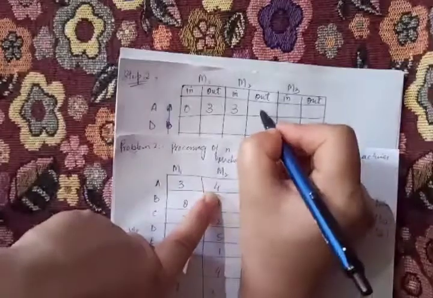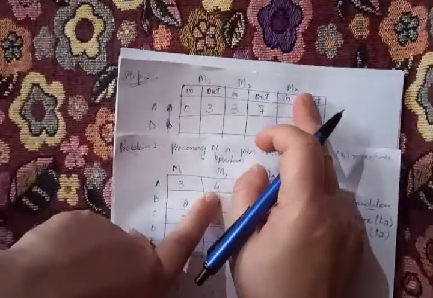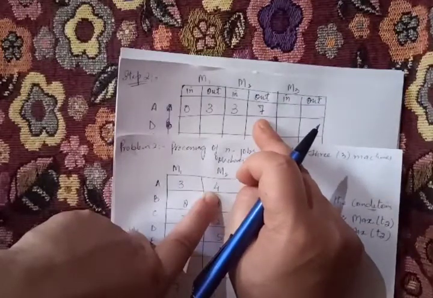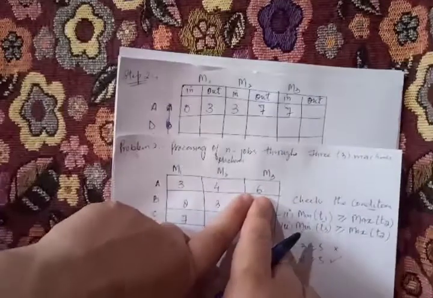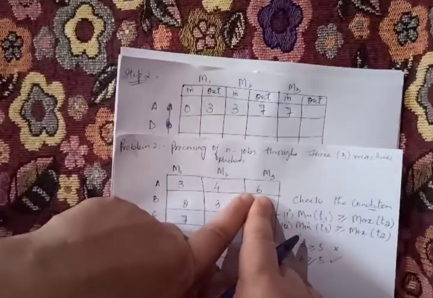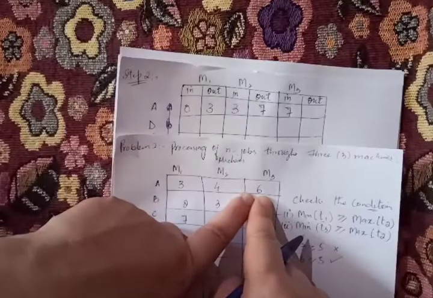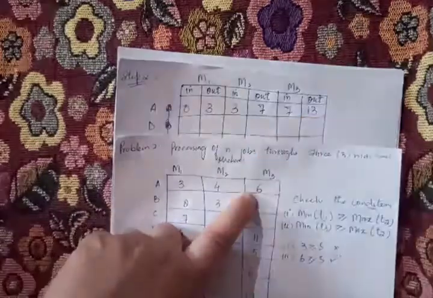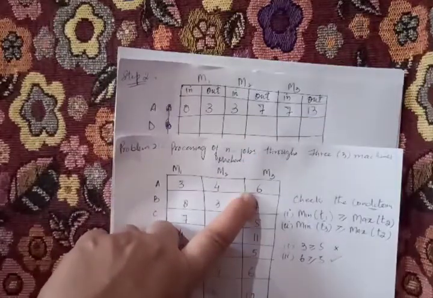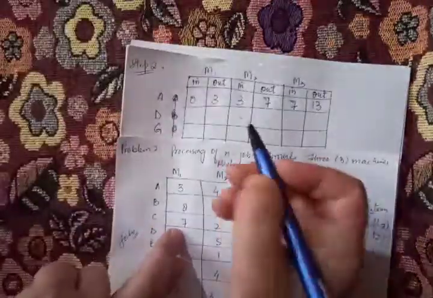That means 4 plus 3 is 7. Machine 3 has to wait for how many hours in order to get job A? 7 hours. Then job A would take 6 hours of processing on machine M3. So when it is going to be executed completely, that means 7 plus 6 is 13. It would get executed at the 13th hour. Similarly, the same procedure would get followed for the rest of the jobs. I will do it quickly. Please, you do it as you want to.